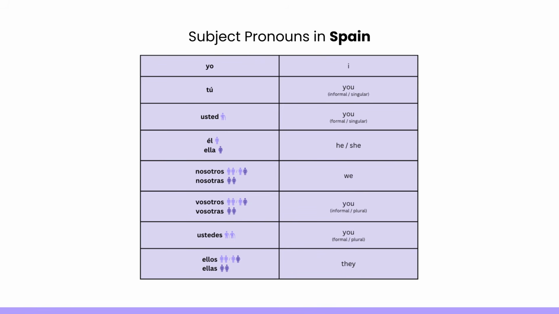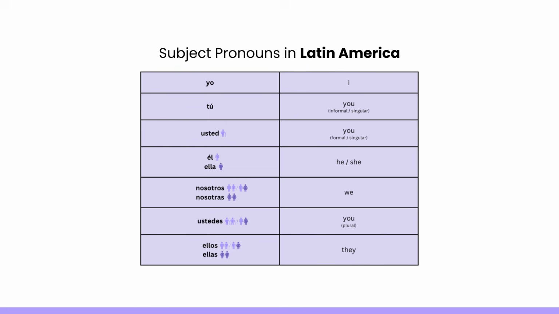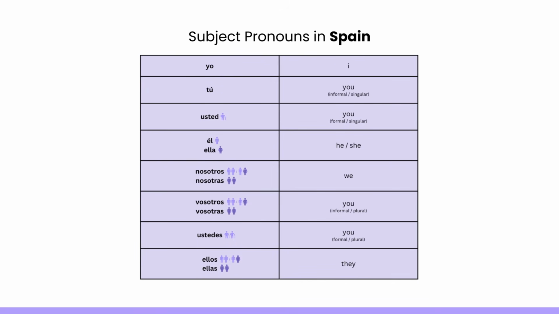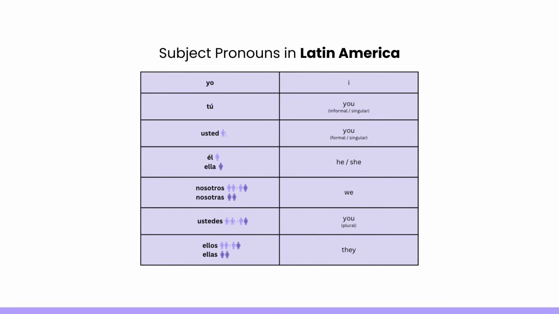Now the table that you see here is actually the subject pronouns as they are used in Spain. And in the next slide, which I will go to in just a couple seconds, you can pause the video right here if you want to. So in this slide you see how the subject pronouns are being used in Latin America. So as you can see, vosotros does not exist in Latin America. It exists, but they don't use it, so I left it out. So again, use whichever one works best for you, either the subject pronouns as they are used in Spain or the subject pronouns as they are used in Latin America.